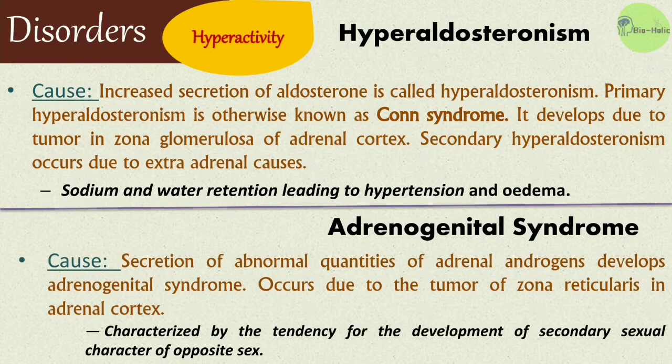Another is the adrenogenital syndrome that occurs due to increased secretion of adrenal androgen, due to a tumor of the zona reticularis in the adrenal cortex, and it is characterized by the tendency for the development of secondary sexual characters of the opposite sex.